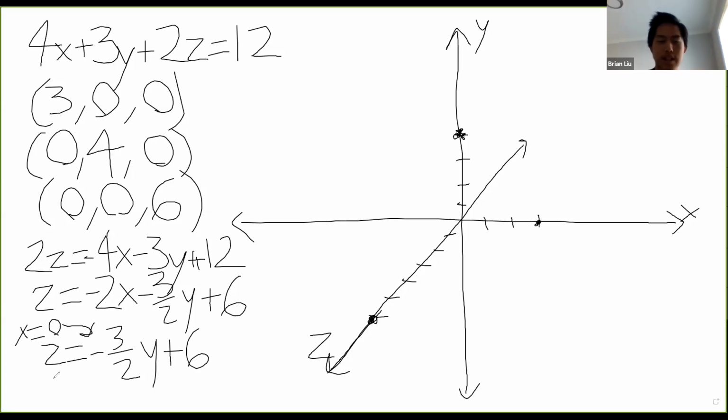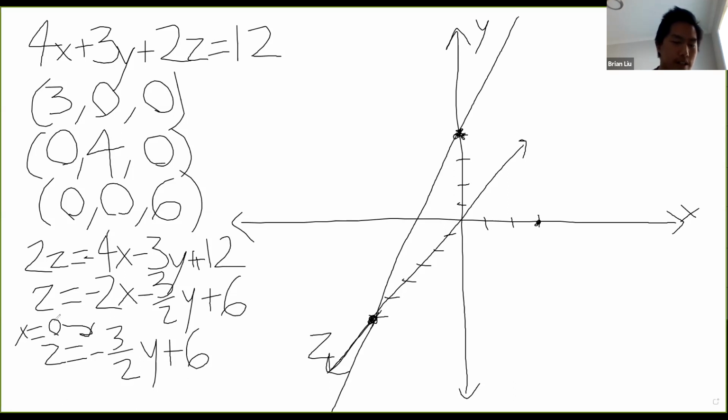And that looks just like what we got when we put y on one side and x on the other for 4x plus 3y equals 12. So in two variables, this is just a linear equation in two variables. And what's a linear equation in two variables? That's just a line. So it turns out we get this line right here.